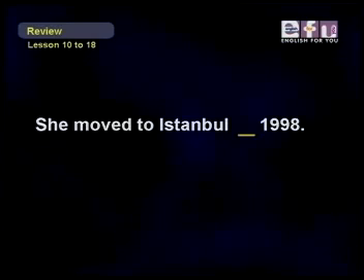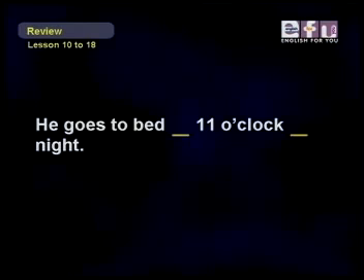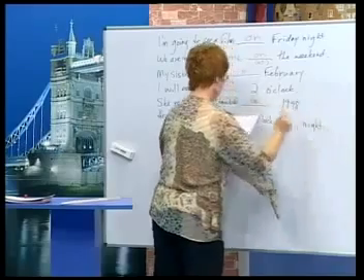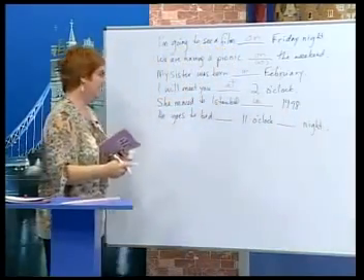Okay, she moved to Istanbul 1998. Okay, Isabel. She moved to Istanbul in 1998. Yes, good. She moved to Istanbul in 1998. He goes to bed 11 o'clock. See? Night. Okay, Susan, you get to do 2.